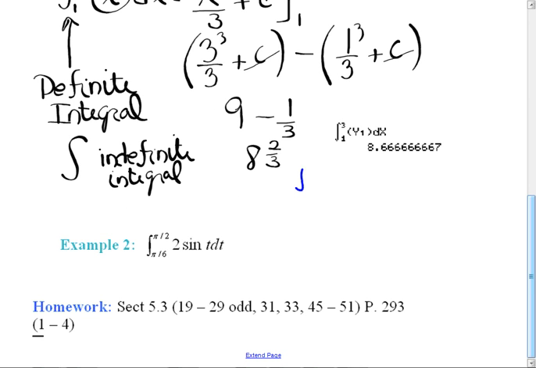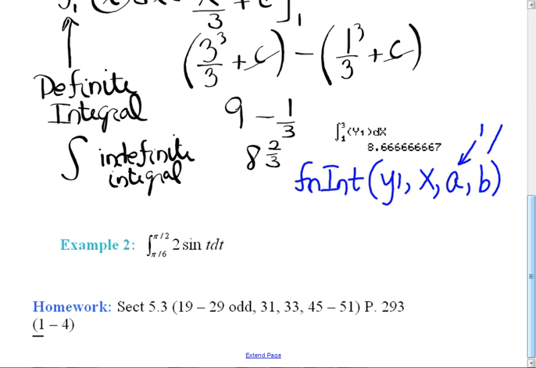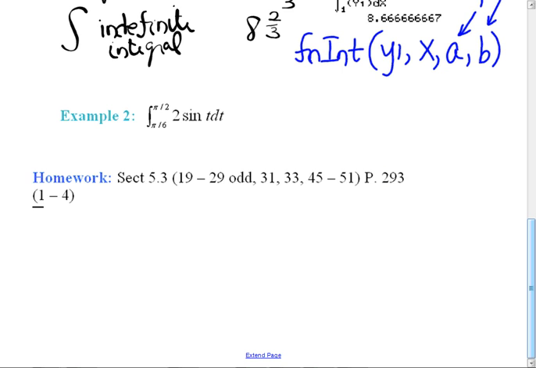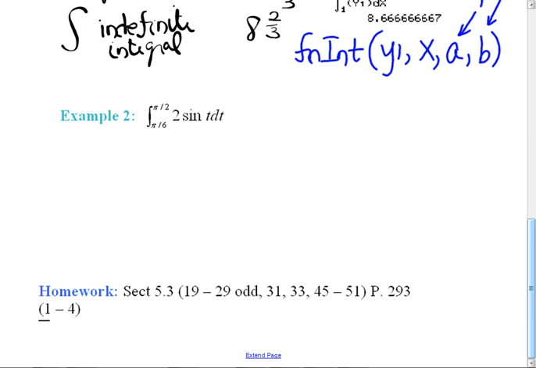So what does it look like if you don't have the pretty print? It looks like FNINT. This is a syntax. You know, syntax is like grammar. It's Y1, I put it in Y1, comma X, because that's always going to be our variable, from A to B. So the Y1 is just x squared. Yes. We'll do one more, and then you're going to ask me questions, and we can have some work time, which was nice.